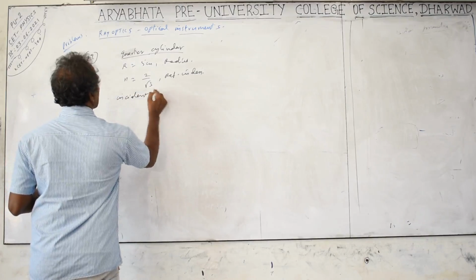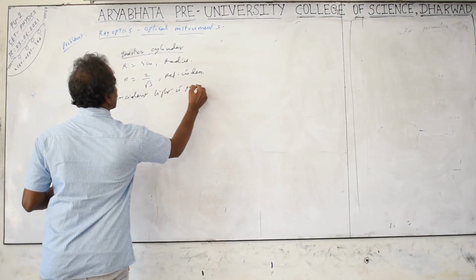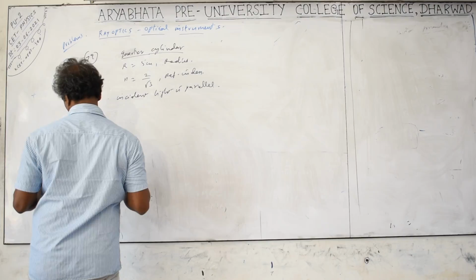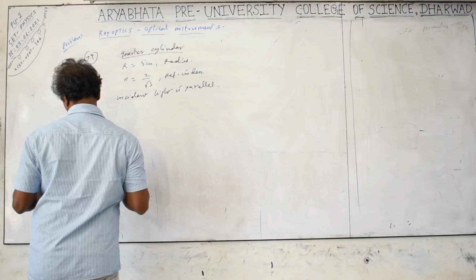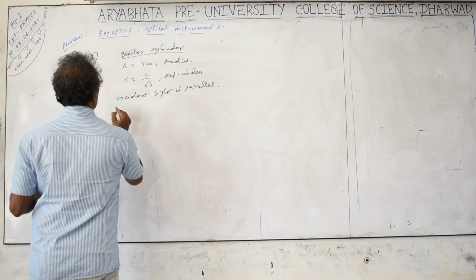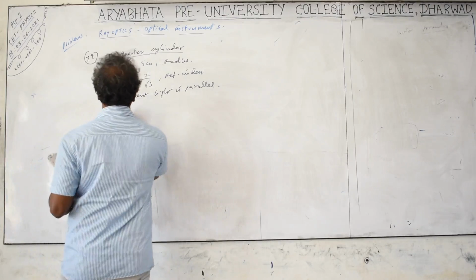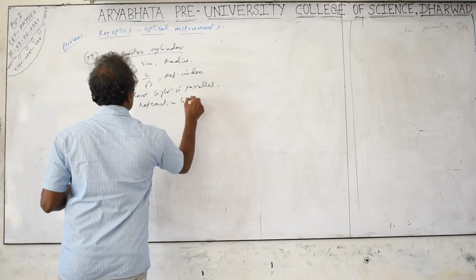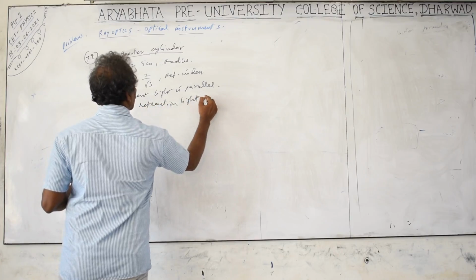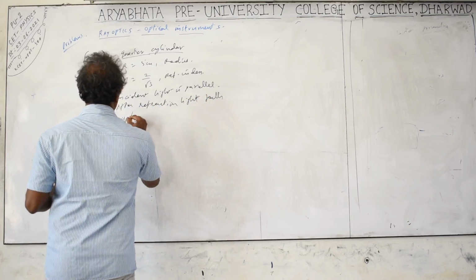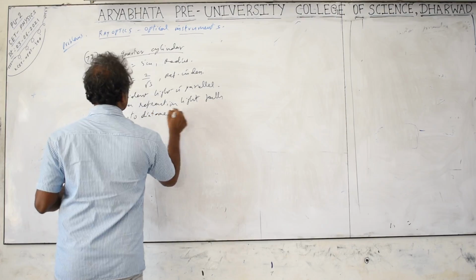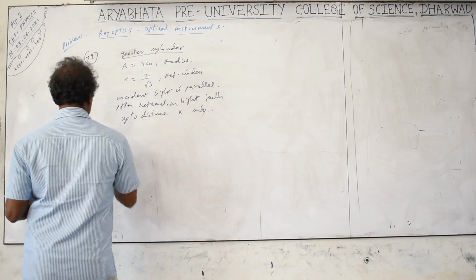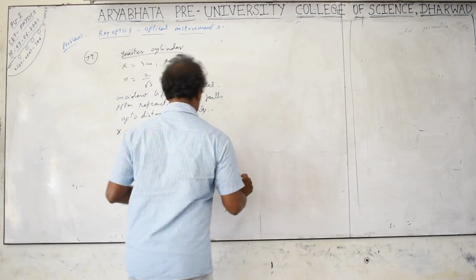Incident light is parallel. After refraction, light falls up to distance x only. A diagram is given for this. Find the value of x. x is equal to how much?